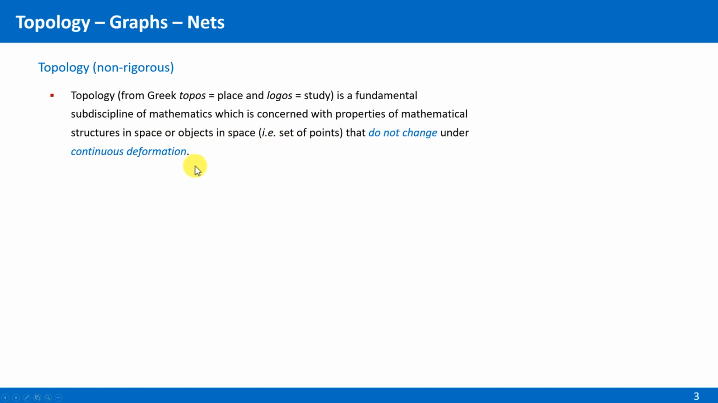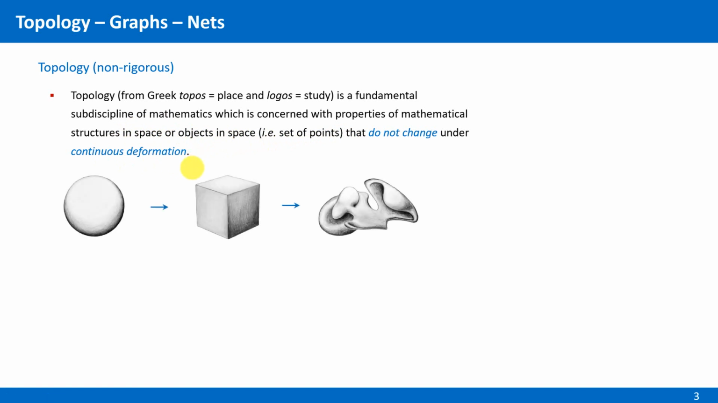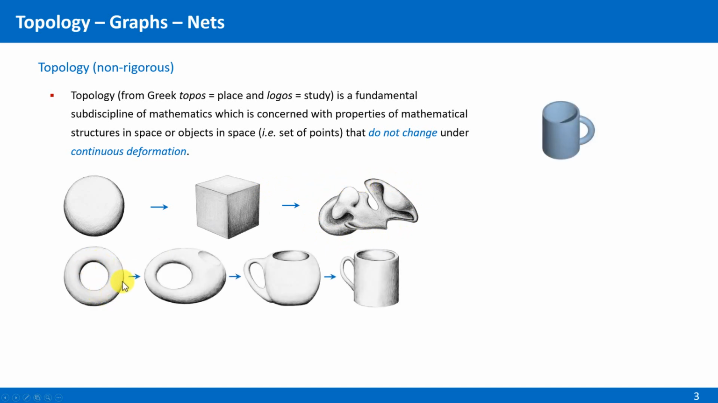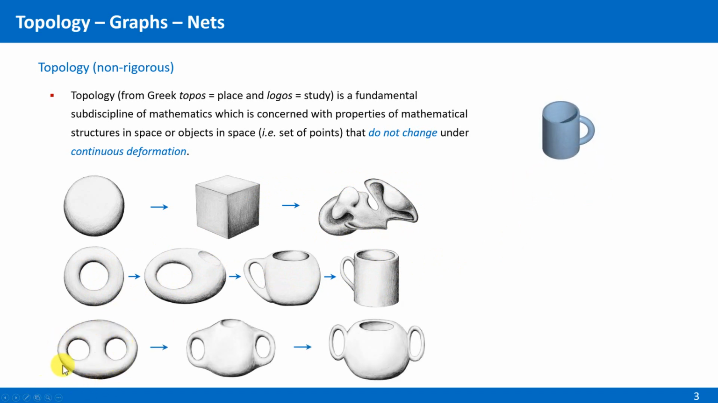Okay, to give you an example, topologically viewed, a sphere is identical with a cube, is identical with an irregular blob like this. And a torus is identical with this object, which can finally continuously deform to such a coffee mug, as can be seen already here in this smooth animation. And a double torus can be continuously deformed into such a 2-handled vase.